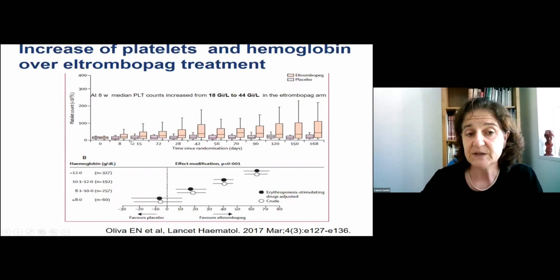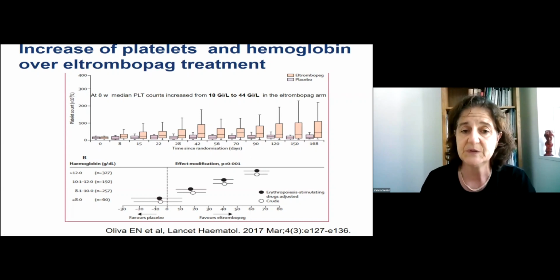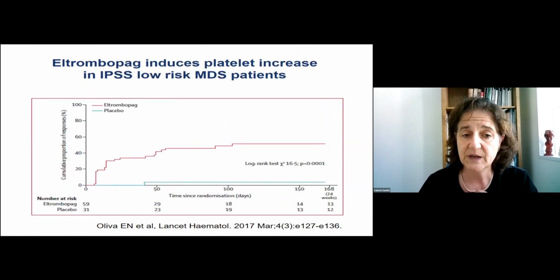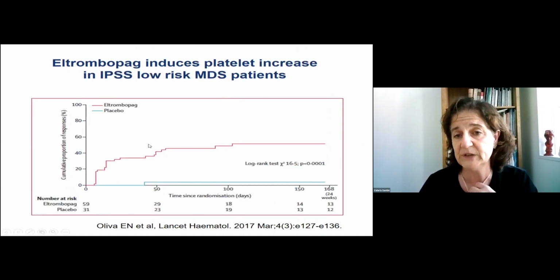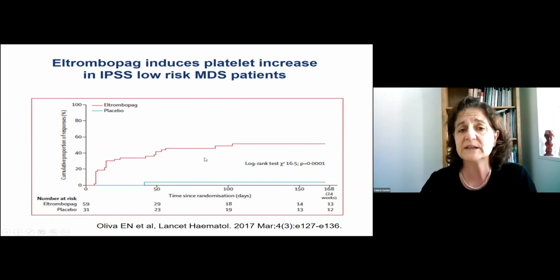In fact, at 8 weeks, like in our case, the median platelet count was increasing significantly, and in some cases, even the hemoglobin erythroid improvement was noticed. Now, the cumulative effect of eltrombopag was quite clear in this study.